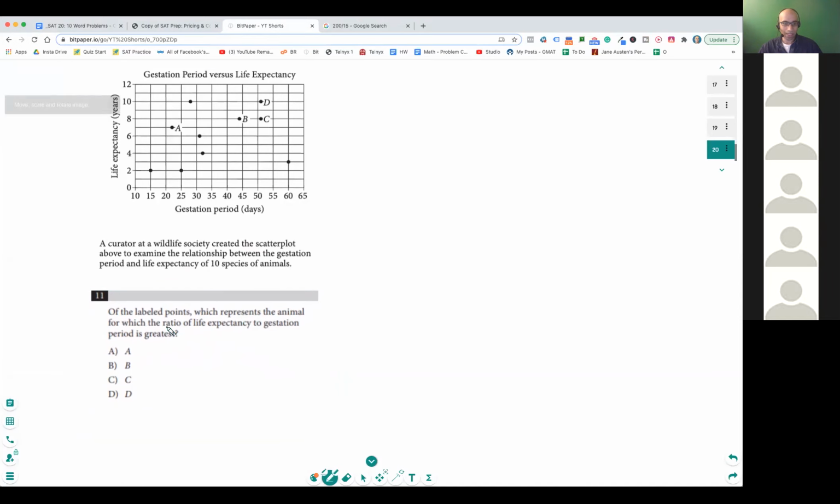Look, here they're asking the ratio of life expectancy to gestation period, right? So that means the rise over the run, that means your slope. Now all you've got to do is find the one with the highest slope. You can see this one. And remember, this is starting from 0, 10, so in reality the 0 point is going to be over here. Remember that. This is your origin.